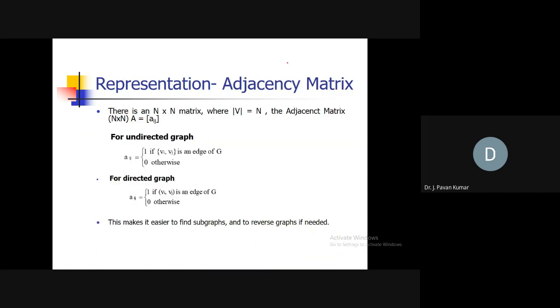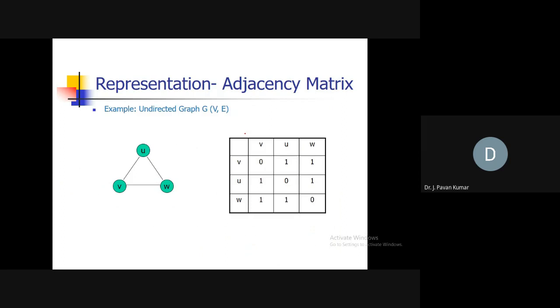Similarly, if you form a matrix based upon adjacency, like we consider this particular graph, here we have 3 vertices, so 3 rows and 3 columns. Irrespective of the number of edges, we will have 3 rows and 3 columns. Then if the corresponding V and V are adjacent to each other, the corresponding entry will be filled with 1, otherwise with 0. Now consider V and U, we have an edge, so we will have 1. V and W are adjacent, so we will have 1, otherwise 0.